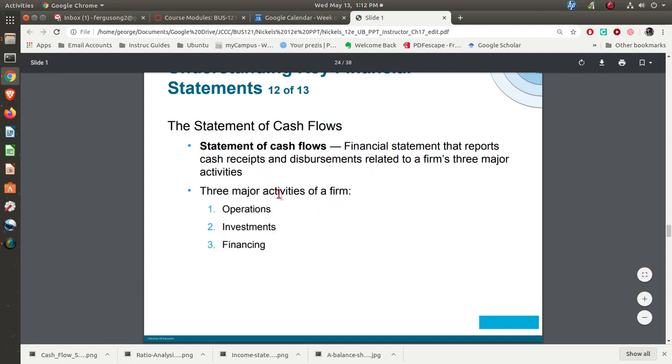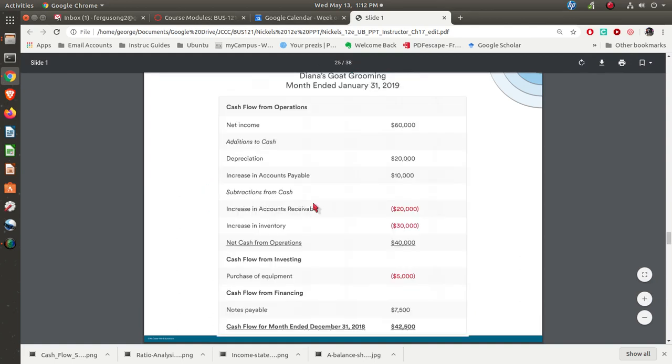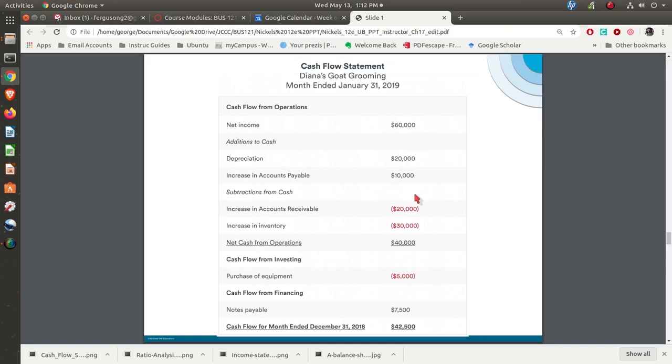Then you have your third statement, which is your statement of cash flows, your cash flow statement. And what it does is it shows where did the cash come in and where did it go. So you have this stuff from operations, okay? You have your additions to cash. In other words, depreciation, it's considered, okay, we've added to the cash on that.